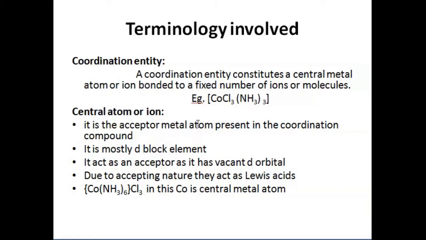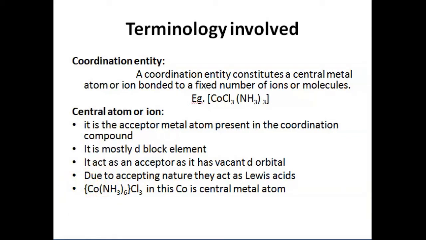The central atom is nothing but the acceptor metal atom present in the coordination compound. The acceptors here mostly belong to the d block elements because they act as acceptors since they have vacant d orbitals. Because of this accepting nature, the d block elements act as Lewis acids. For example, in the coordination compound [Co(NH3)6]Cl3, Co is the central metal atom.